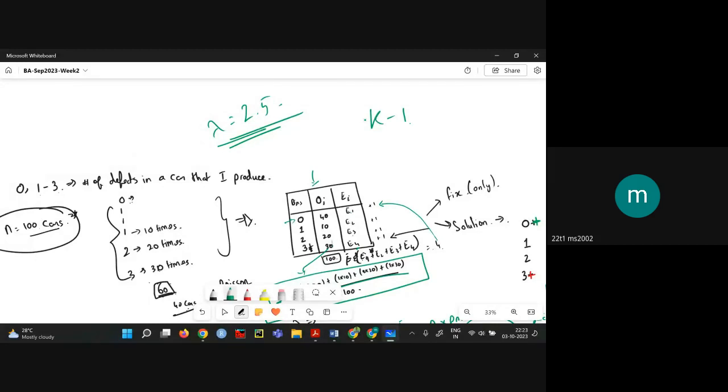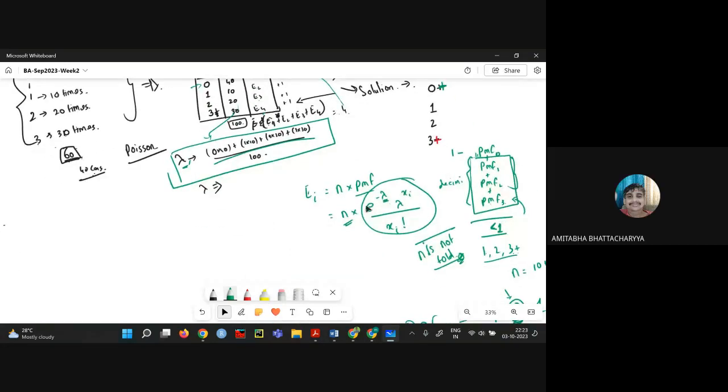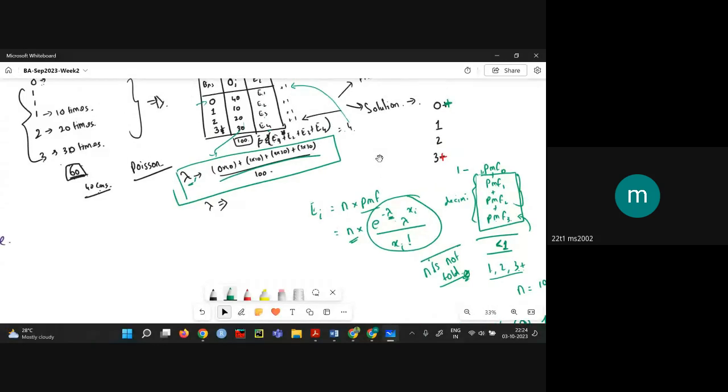Got it? Yes, sir. But if my mean is 2.5, then what will I do? If your mean is 2.5, you will still apply the same thing. Instead of using the computed lambda, you are giving a lambda. So if the lambda is given, then I should not consider it for degrees of freedom, correct? Yes, you should not consider the minus P in your degrees of freedom. Okay.